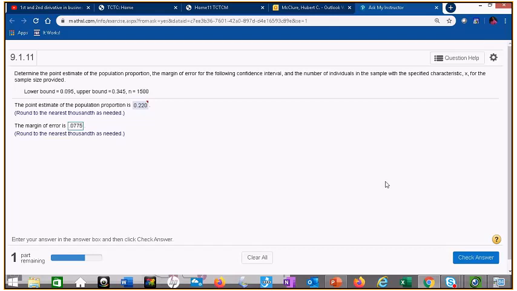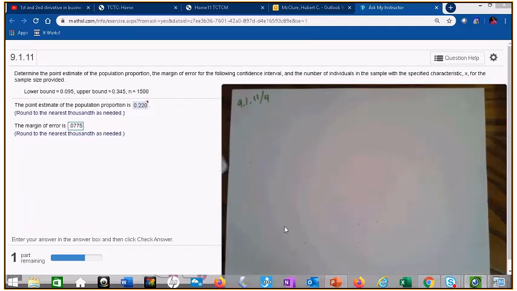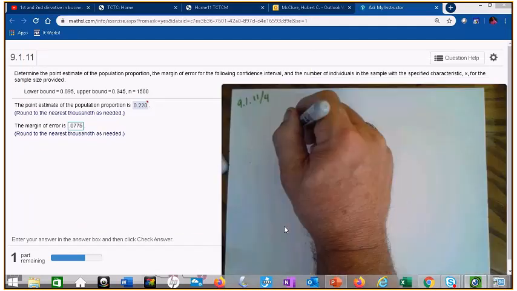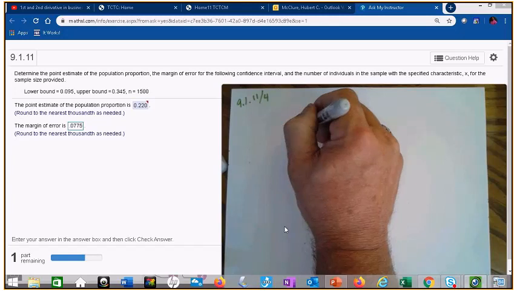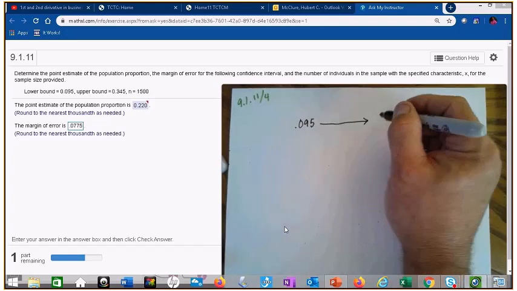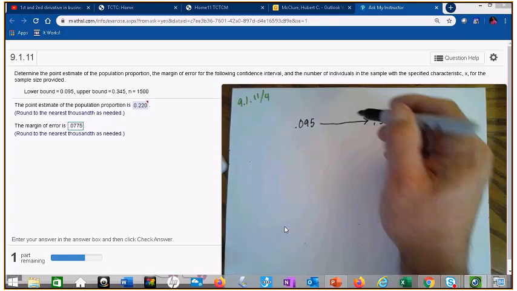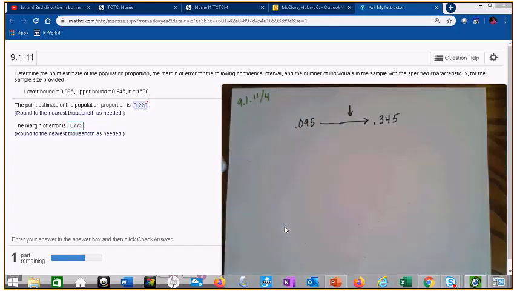Okay, in this problem, this is just a common sense problem. I'm going to go ahead and write down, here is the confidence interval. They give you the confidence interval. Confidence interval is from 0.095 to 0.345. So you have to find the middle. And I think you can do that with your algebra expertise and finding the midpoint. I think you should be able to find that.